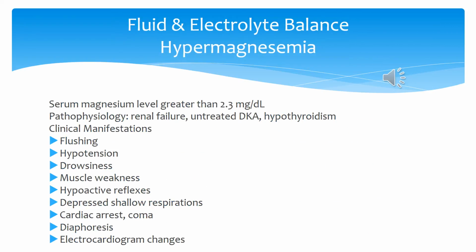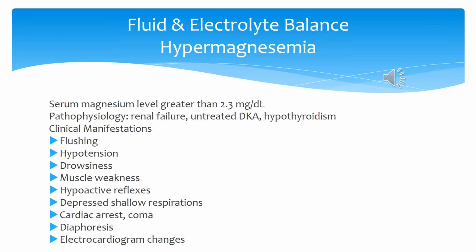In the exemplar hypermagnesemia, that is serum magnesium levels greater than 2.3 milligrams per deciliter. The pathophysiology includes renal failure, the most common. The oliguric phase of renal failure, particularly when magnesium-containing medications are administered, and also adrenal insufficiency. Untreated diabetic ketoacidosis is also a cause. Adrenal insufficiency and excessive IV magnesium administration is an issue. Hypothyroidism is also a cause.